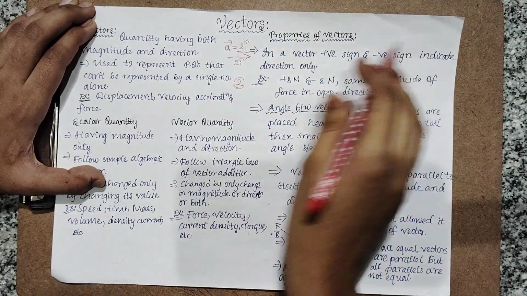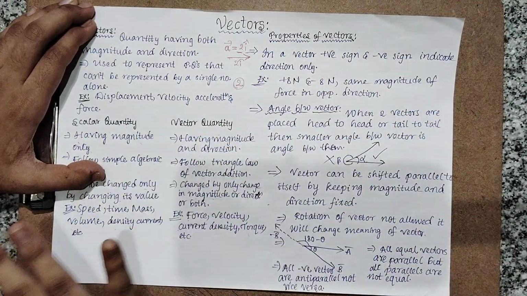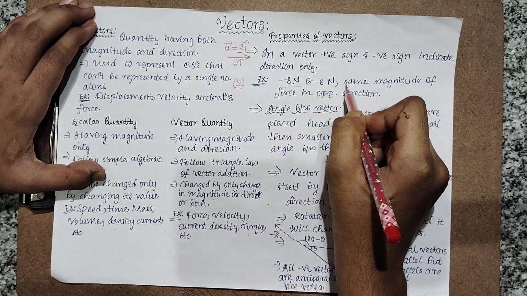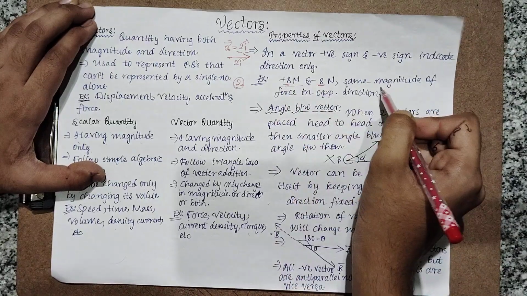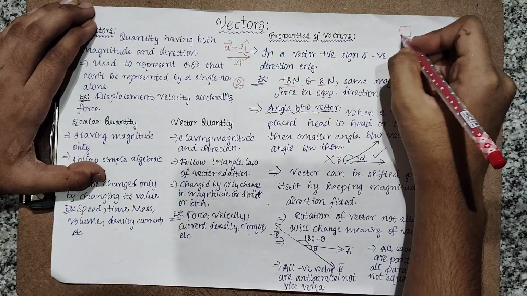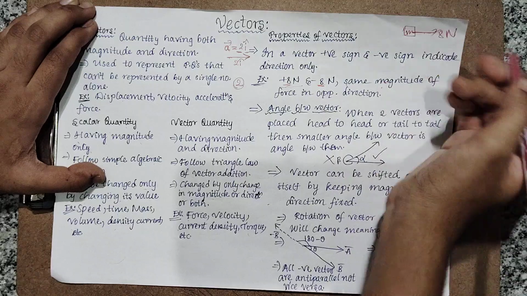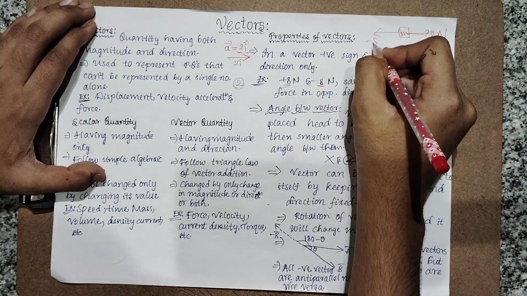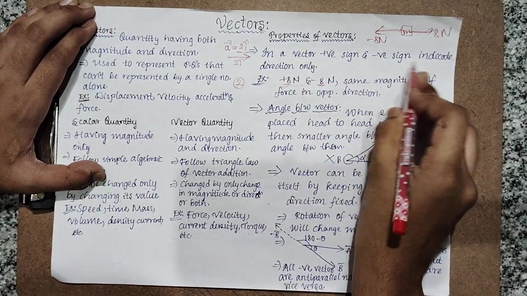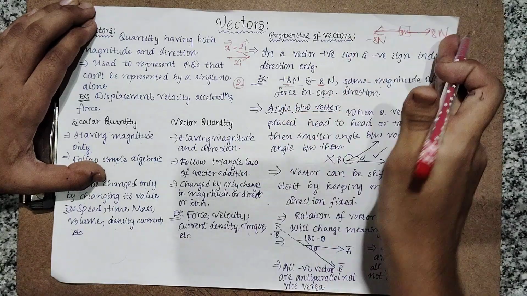Now coming to properties of vectors. In a vector, the positive and negative sign indicate only the direction. For example, there is a force of 8 Newton and minus 8 Newton. Here the magnitude is the same, only there is a change in direction. It means, let us suppose there is a block of mass m and a force of 8 Newton is applied. If 8 Newton is in this direction, then minus 8 Newton will be in the opposite direction. So in a vector, positive and negative sign indicates only the direction. It is the same magnitude of force but in the opposite direction.